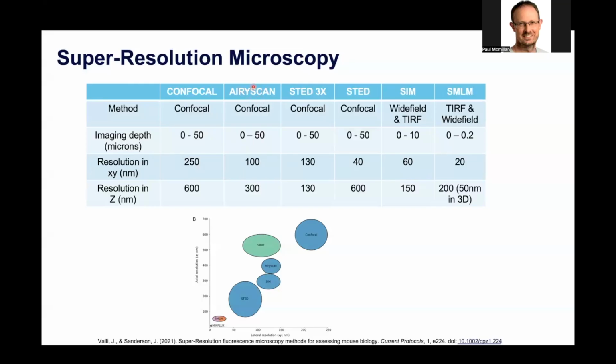One of the techniques we'll go through in the next slide is Airyscan. That's a confocal-based technique. Again, it gives you an increase in resolution without much issue in terms of depth penetration. As you see, as we go down through increasing the resolution, we are often sacrificing some of the depth that we can image our samples into.